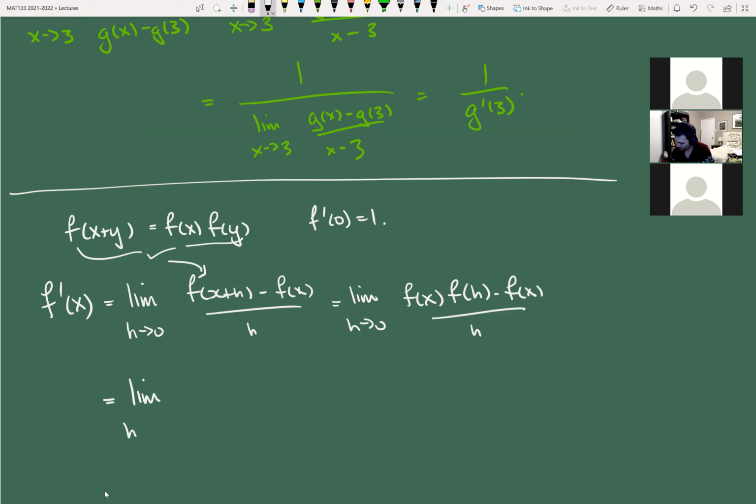That's going to be the limit as h goes to 0. Actually, let me factor the f of x out, which I can do. So that's going to be f of h minus 1 divided by h. Now, you all showed in your numeracy assignment that f of 0 is either 0 or 1. But if f of 0 is equal to 0, then it's a constant function. And if it's a constant function, f prime of 0 can't be 1. So what that means is that this thing here is actually f prime of 0.